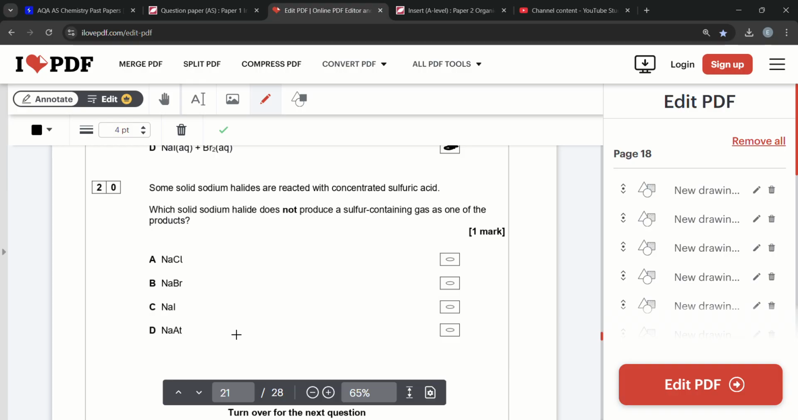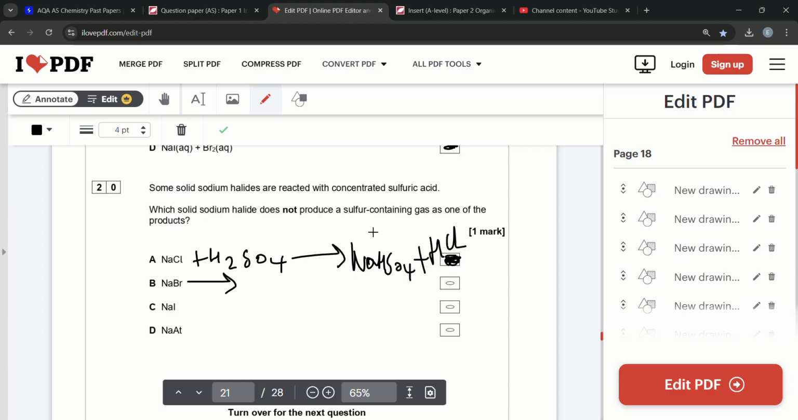Well, if you look at the equations, this case is testing group 7. They really like to test group 7 halide ions test equations with these multiple choice questions. With this, plus H2SO4, NaHSO4 plus HCl. So therefore the answer is A, NaCl. That does not produce a sulfur-containing gas.